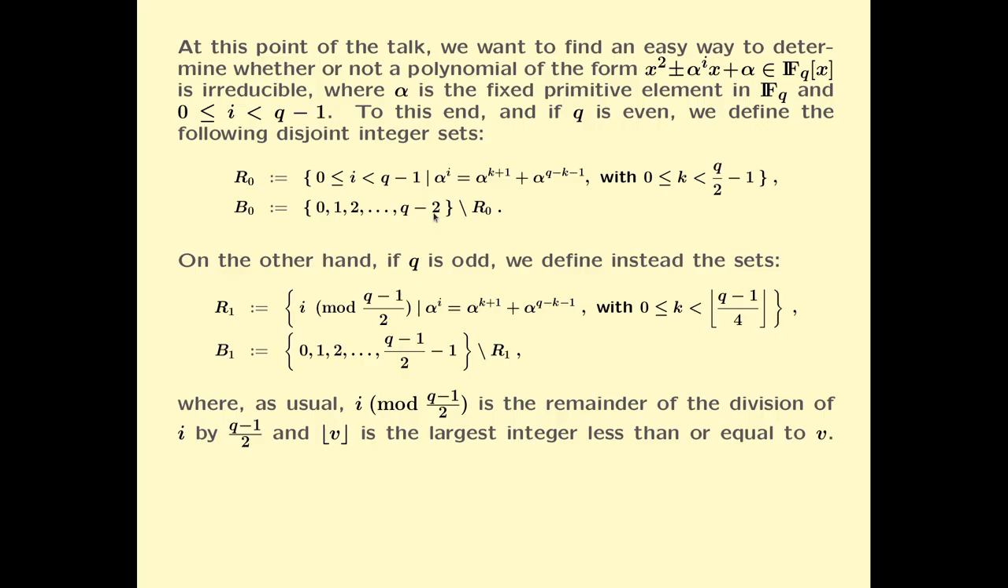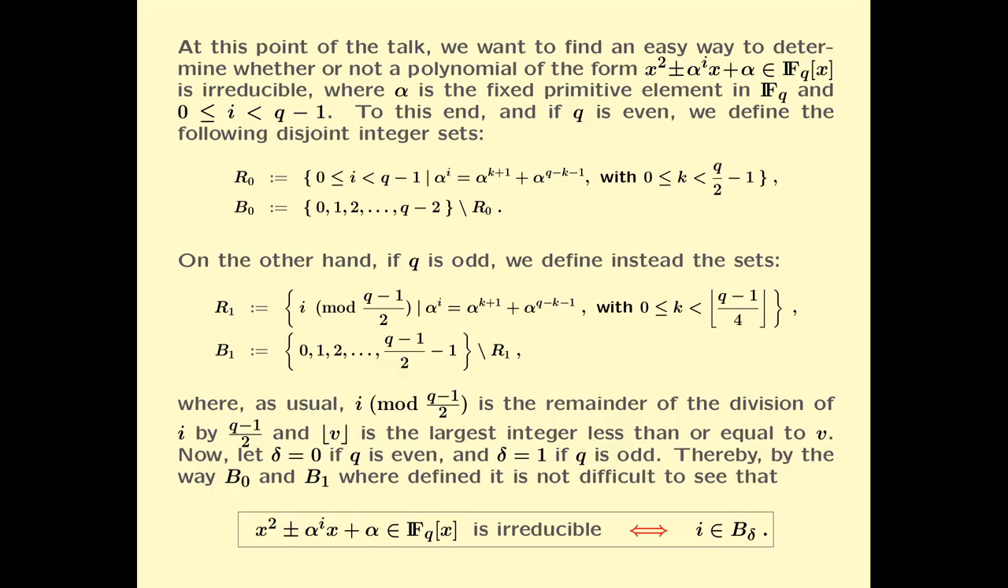On the other hand, if Q is odd, we define instead the set capital R1 and the set capital B1, defined in this way. And again, these two sets are disjoint, and their union gives us the set that goes from 0 to (Q minus 1) divided by 2 minus 1, where, as usual, i modulo (Q minus 1) divided by 2 is the remainder of the division of i by (Q minus 1) divided by 2, and the floor of b, between these two brackets, is the largest integer less than or equal to b.